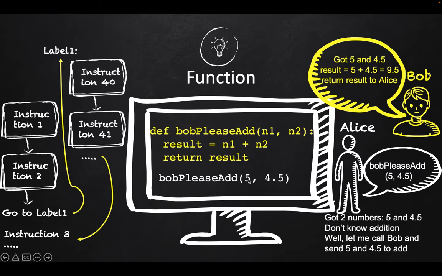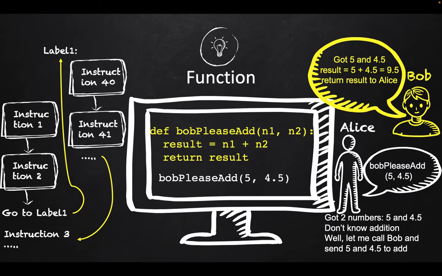So what will happen is n1 will be replaced by 5 and 4.5 will replace n2. So in Bob's part, or inside the function, it will add 5 and 4.5 and return the result 9.5 to Alice.